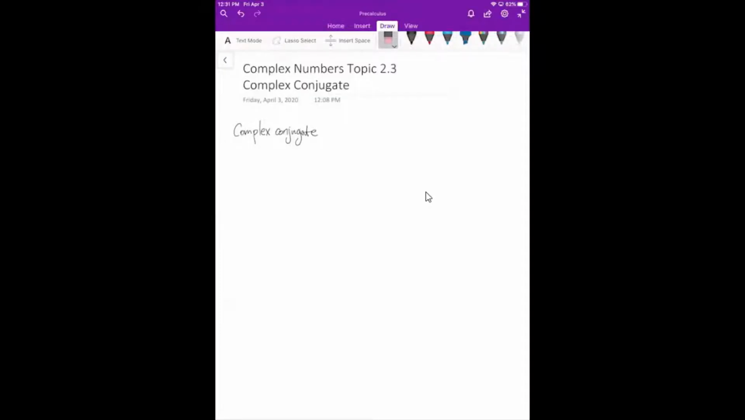If I have a plus bi, what is the conjugate of a plus bi? I can say that it is just a slight change of the sign, so a minus bi. They are conjugate relationships, so they are complex conjugates.